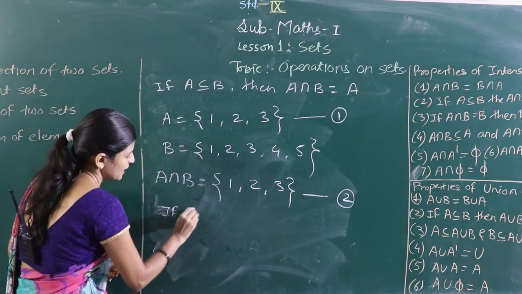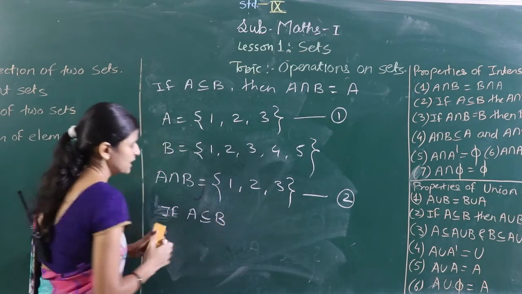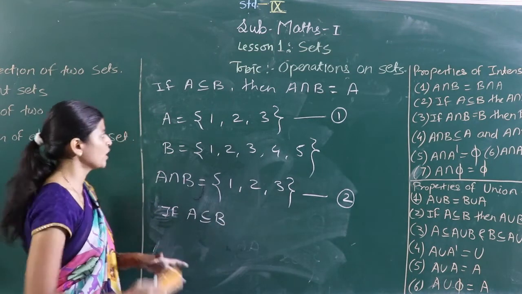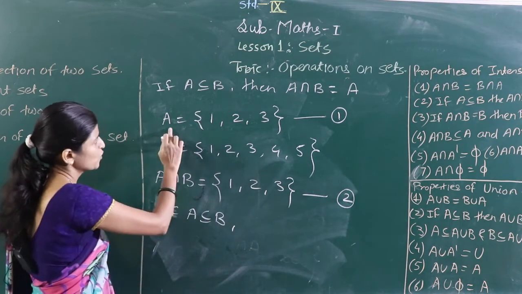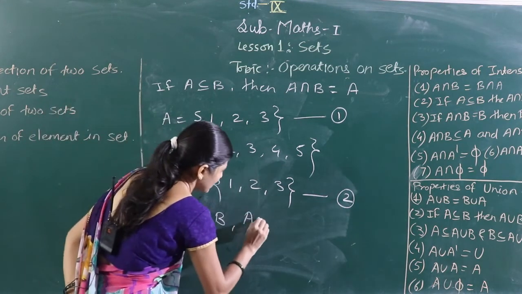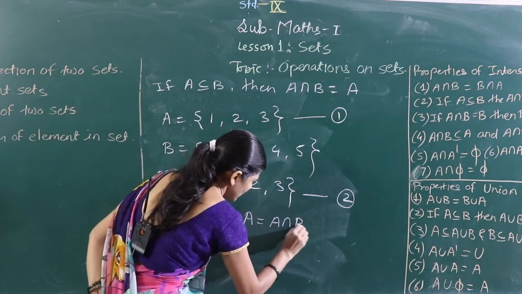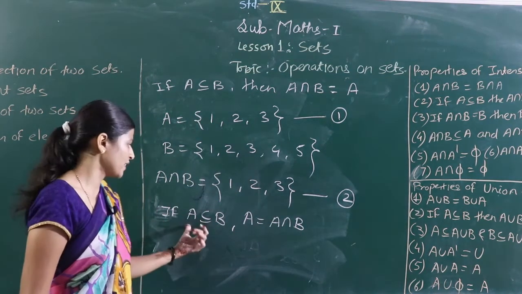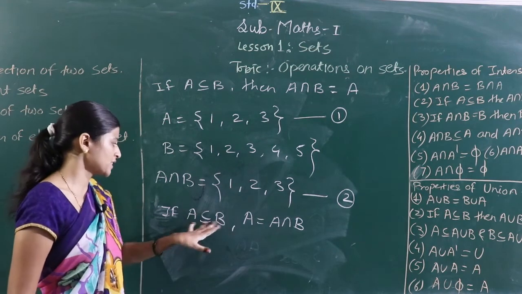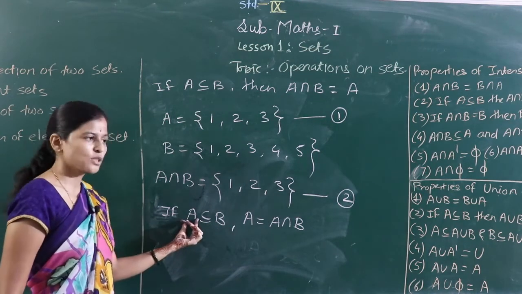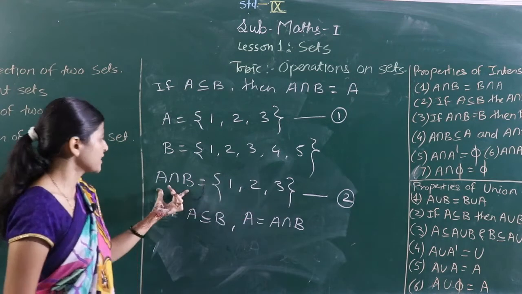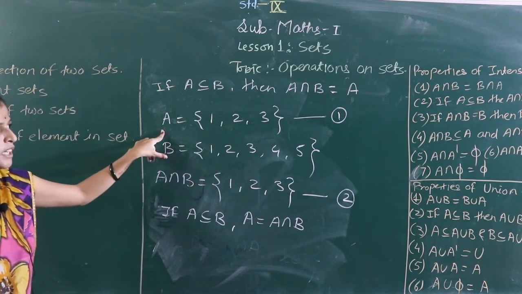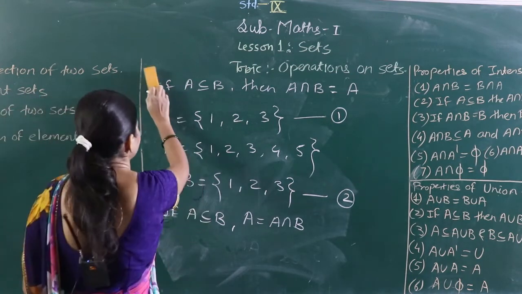That means, if the condition is that A is a subset of B, meaning all the elements of A are present in set B, then from equations 1 and 2 we get A equal to A intersection B. Means the intersection is nothing but the smaller set. If A is a subset of B, then the intersection of these two sets is nothing but the smaller set, that is set A. This is our property 2. Now the third property.